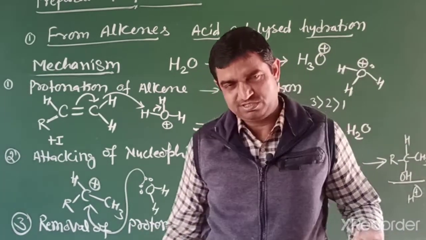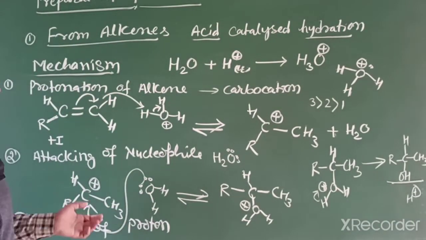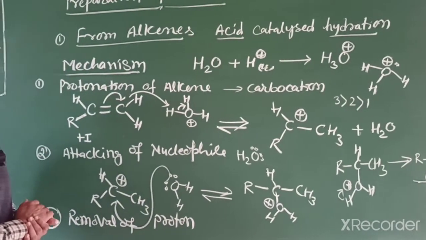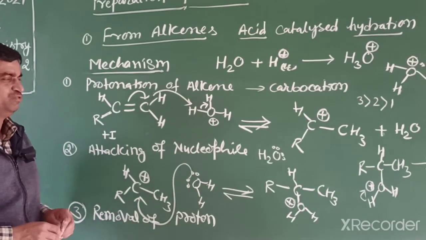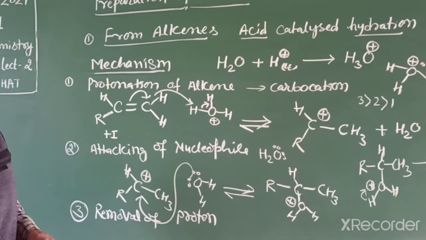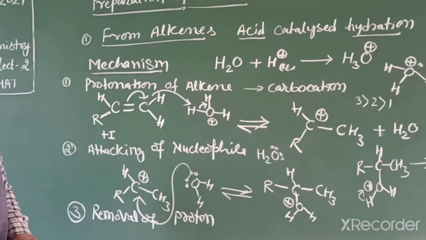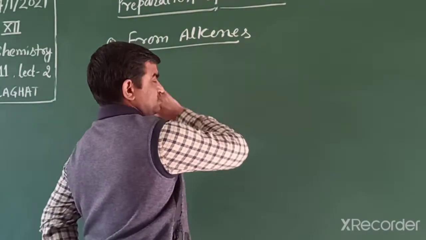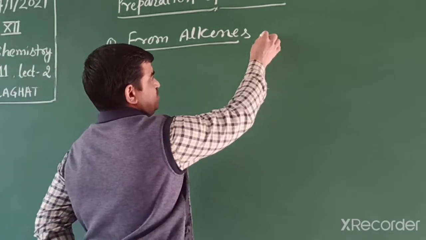First step, attacking of proton; second, attacking of nucleophile; and third step, removal of proton. This is a very important mechanism. So note it down in your notebook and revise it 2-3 times, then you can write this mechanism easily. The next method of preparation from alkene is known as hydroboration.